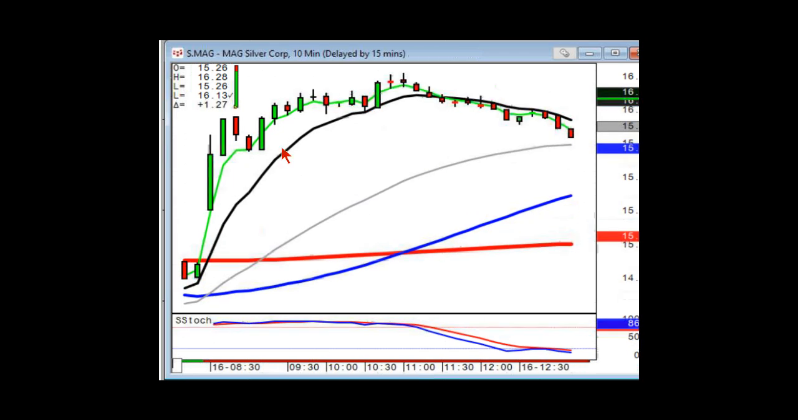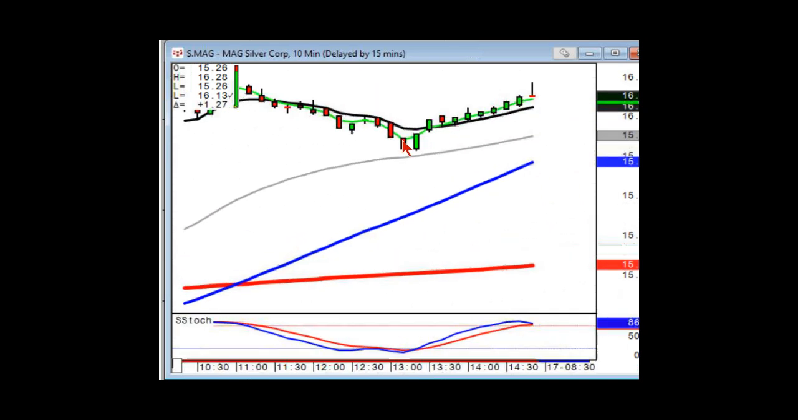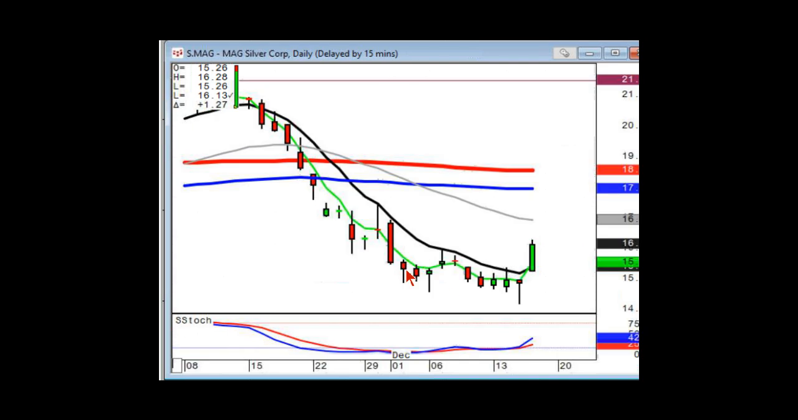If you were even day trading this, you'd stay long until right about there. Would you get back in? Yeah, get back in right about there. So if you know what the daily chart is telling you, then you can use the 10-minute chart dramatically to your advantage.